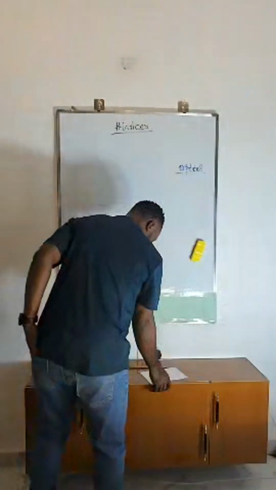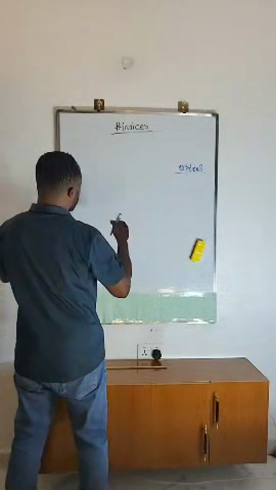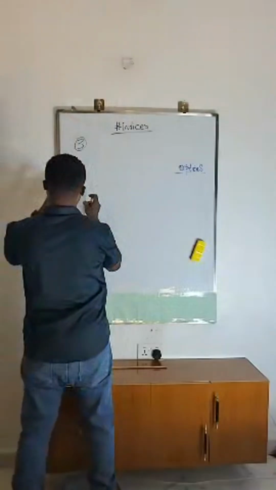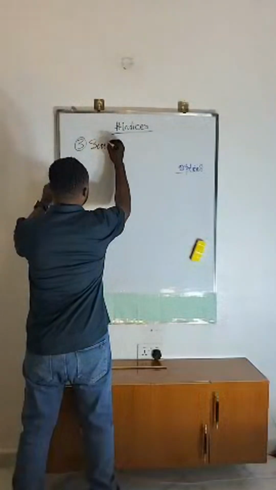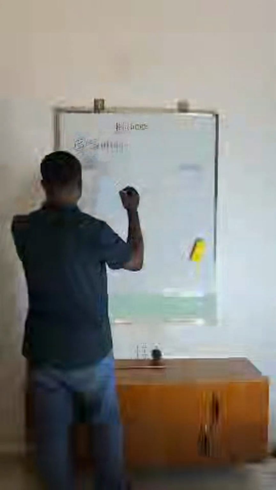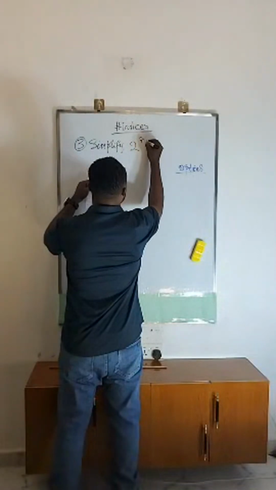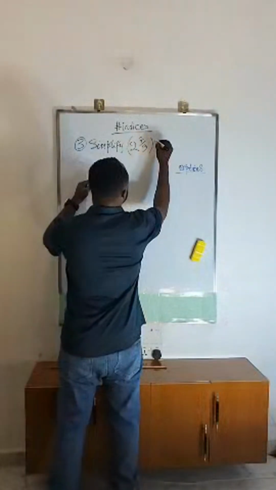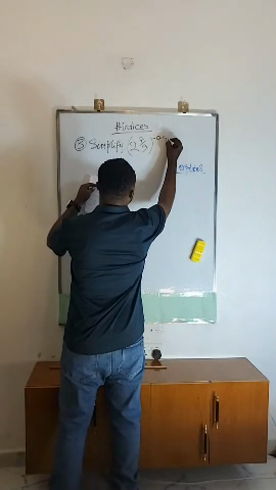So let's do question number 3 together. All right. Question number 3 says, simplify two whole number 7 over 9 in bracket raised to the power of minus 0.5.